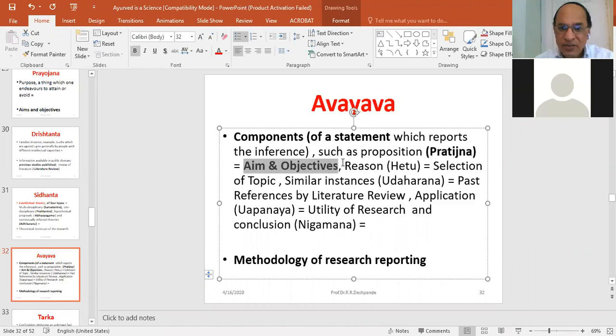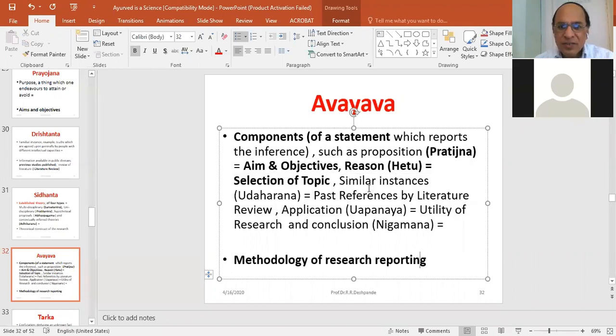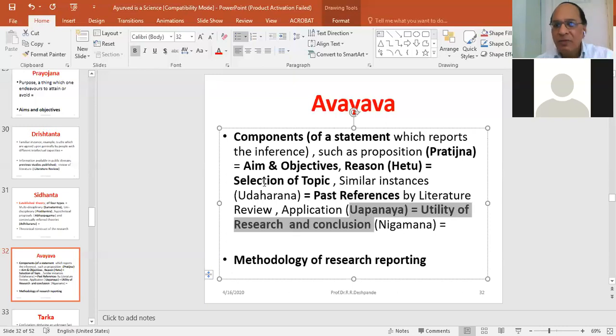Then reasons. Hetu, that is selection of the topic. Each word is important. Okay. Similar instances, Udharanartha, past preferences. This is one of the parts of our research. Application, that is Upanaya. Upanaya is the utility of my research. So all these things are the Avayava.